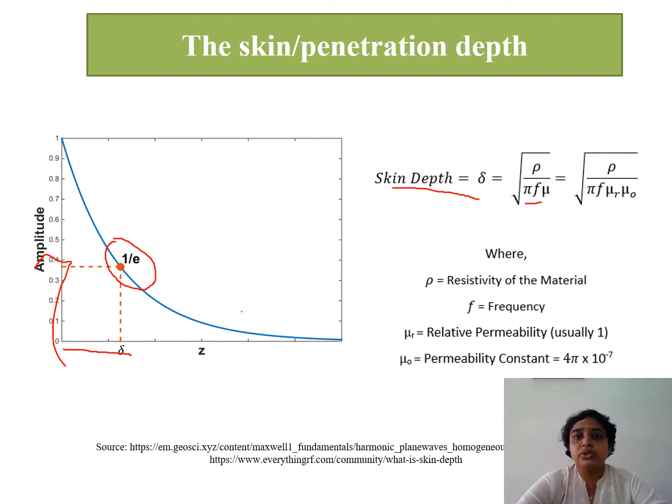So in this way, skin depth depends upon the resistivity of the material, that is rho, and then the frequency of the microwave radiation and the permeability of the material. So skin depth is again a material-dependent property. So if we want our material to be a good absorber, we should select materials accordingly, having proper resistivity as well as permeability.